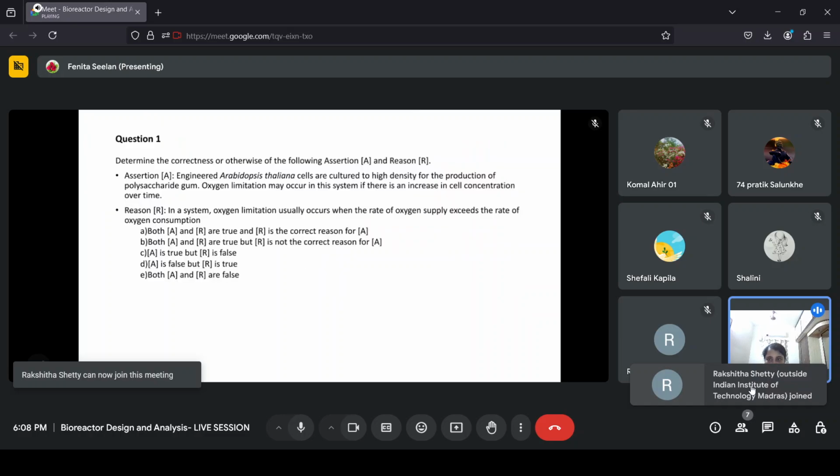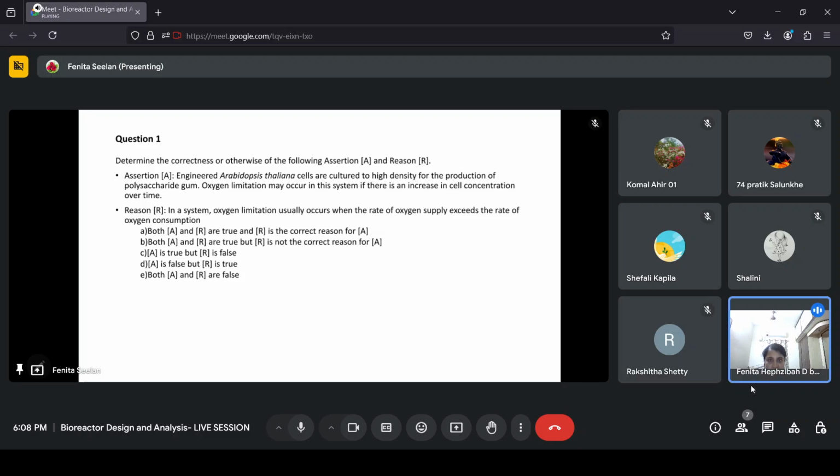So the first question is, determine the correctness or otherwise of the following assertion A and reason R. The assertion here is, engineered Arabidopsis thaliana cells are cultured to high density for the production of polysaccharide gum, and oxygen limitation may occur in the system if there is an increase in the cell concentration over time. And the reason given here is, in a system, oxygen limitation usually occurs when the rate of oxygen supply exceeds the rate of oxygen consumption.